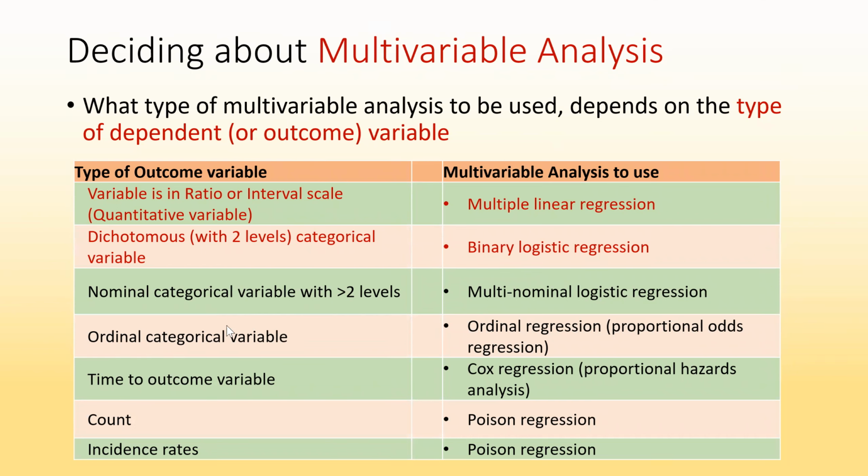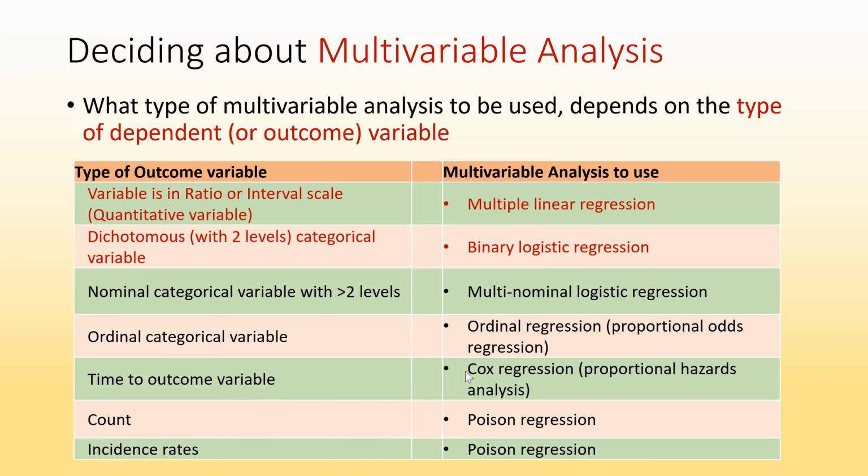So, for the ordinal categorical variable, if our categorical dependent variable is ordinal, for example, severity of anemia: no anemia, mild anemia, moderate anemia, severe anemia. In such a situation, we shall use the ordinal regression. There is another regression, we call it Cox regression.